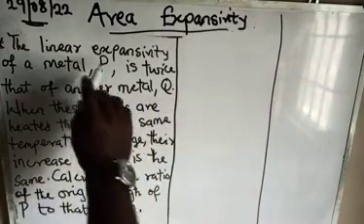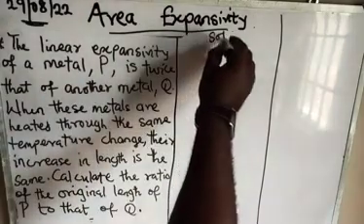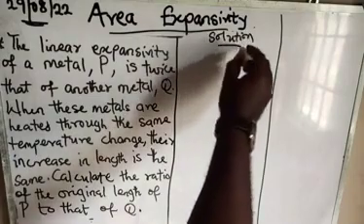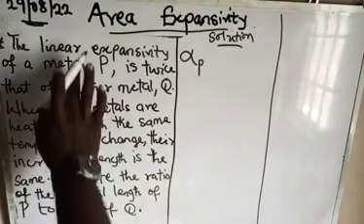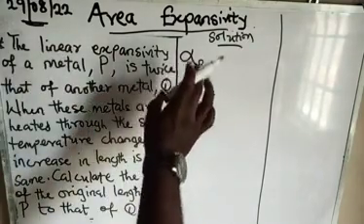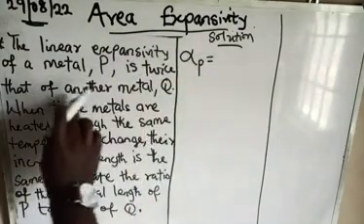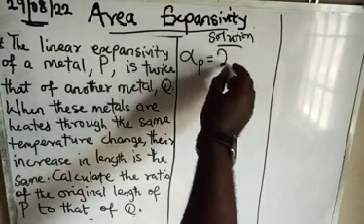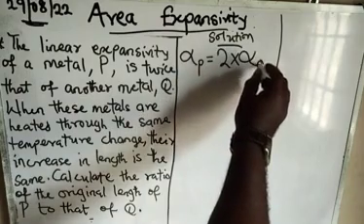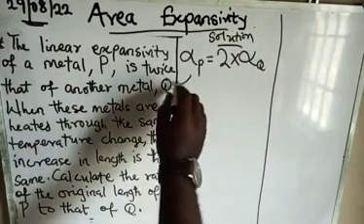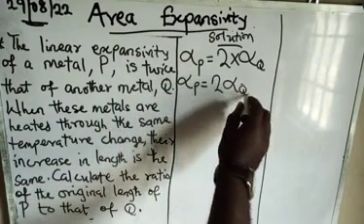Now from the question, they said that the linear expansivity of a metal P, let the linear expansivity of the metal P be given by alpha subscript P. It is twice that of another metal Q. That is, it is 2 times the linear expansivity of another metal, let me call it metal Q. That's alpha P is equal to 2 alpha Q.